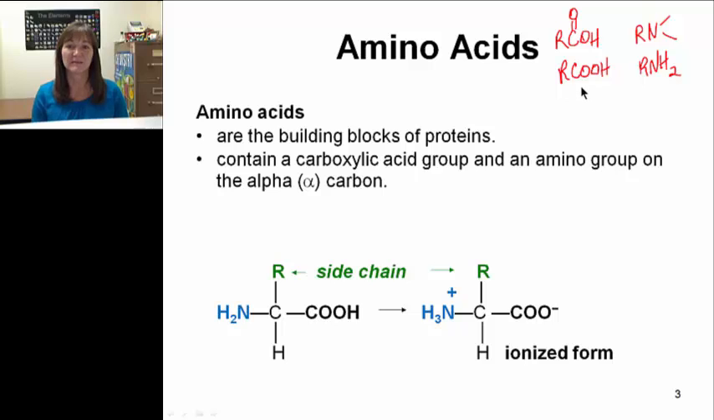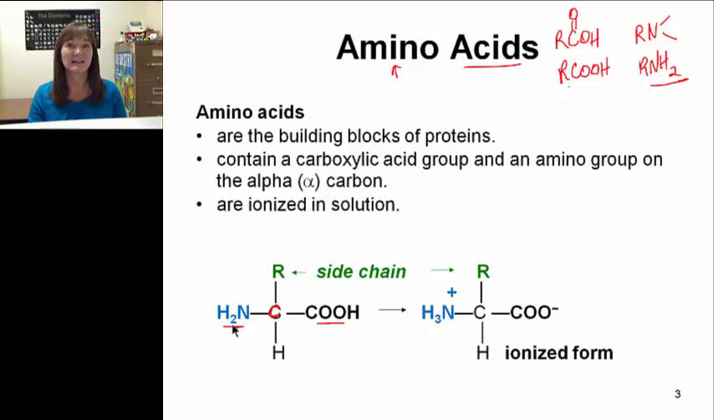So amino acids have this amino group. If you take apart the word here, the amino part comes from the amine group, and then the acid comes from the fact it has a carboxylic acid side chain. The alpha carbon is the carbon here in the center that is bonded to the carboxylic acid group and the amine group.